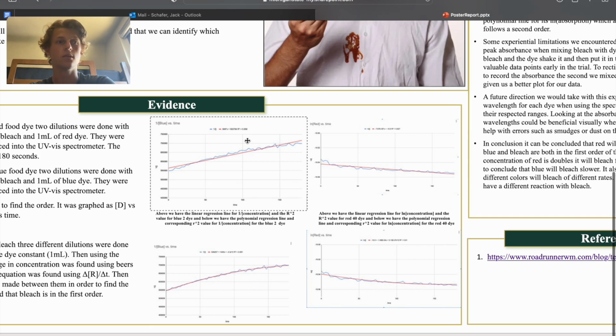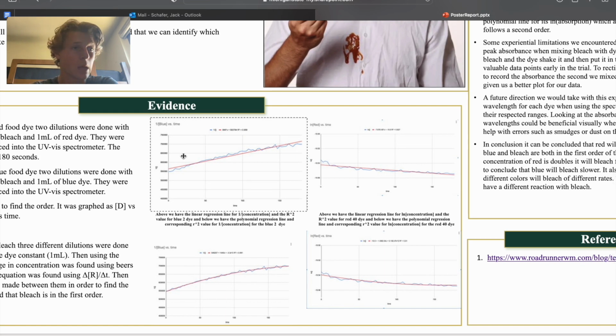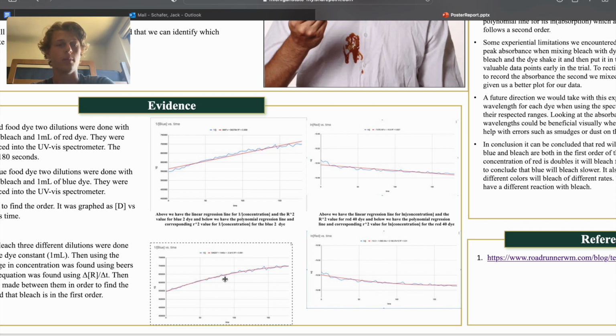So clearly the linear line doesn't work as well for this one. But then down here, we have a polynomial regression equation, and the r squared here is much higher. You can see it better when you zoom in.